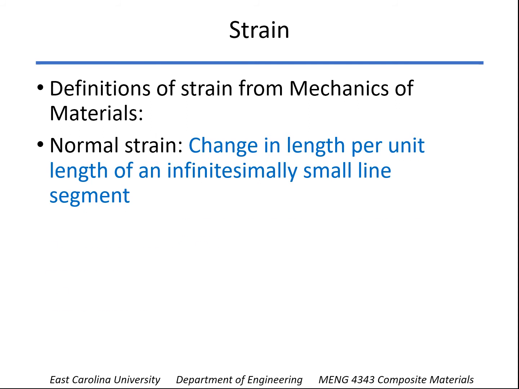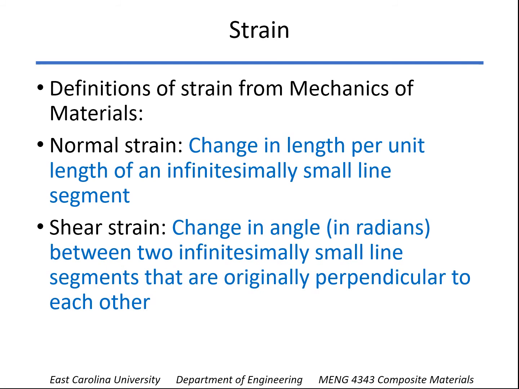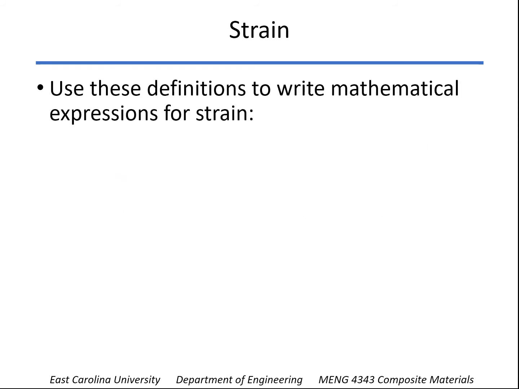Shear strain represents angle change, so the change in angle in radians between, again, two infinitesimally small line segments, and originally those are perpendicular to each other. So we can use these definitions to define mathematical definitions of strain.